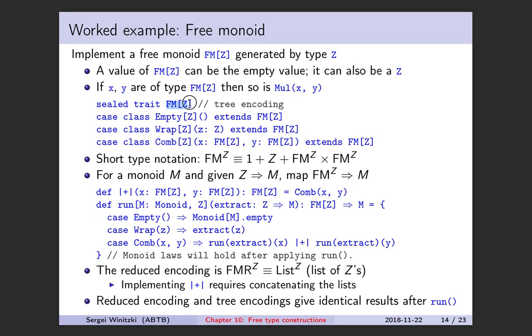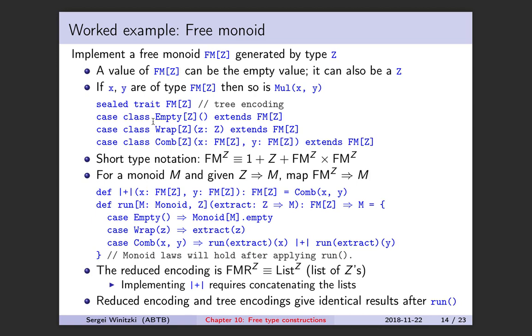So therefore, the free monoid of Z in the tree encoding has these case classes: the empty, the wrap, which has a Z inside, and the combination, which has two values of fm of z inside. And the short type notation for this is just like that. So here's an implementation of the runner. The plus operation simply puts the case class on top, and the runner just does the same thing as before, and it puts the M's empty, and M being a monoid, it has an empty element instead of this. So when we interpret this tree structure, we just substitute specific operations of the monoid M, except for the wrap case when we use the extractor. And monoid laws will hold after we apply this function.